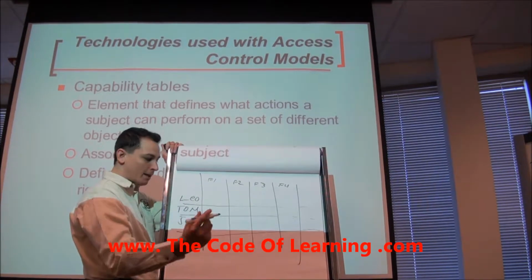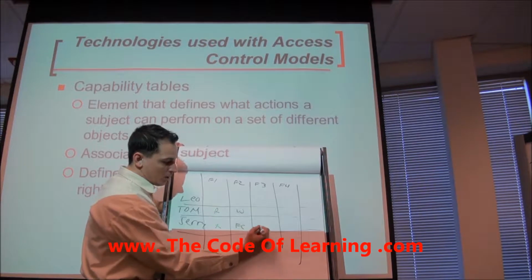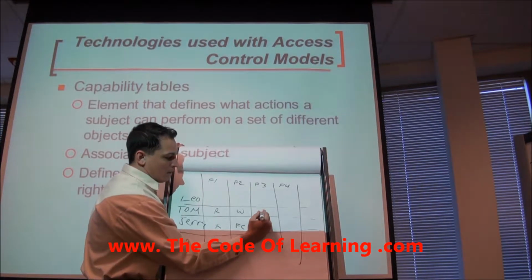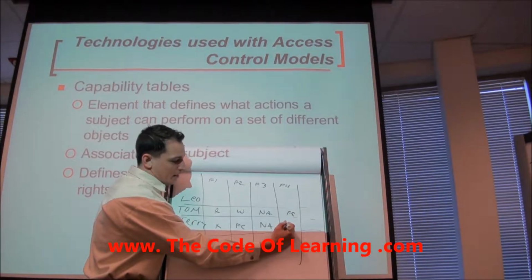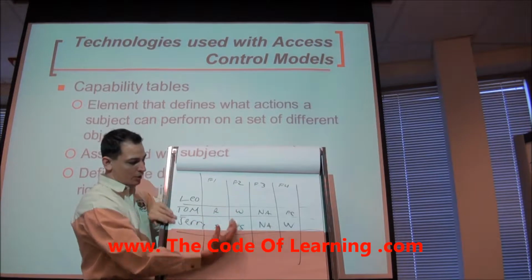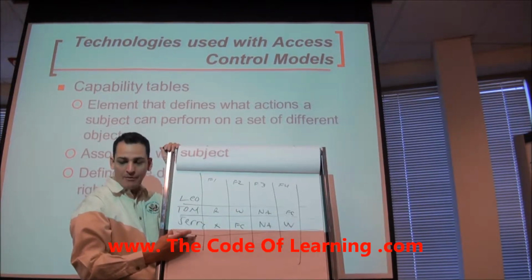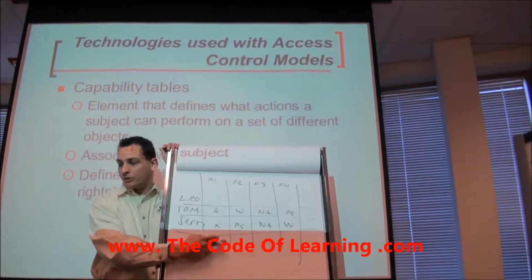So I'm just going to make up stuff here. Read, write, full control, no access, full control, and write. This is an access control list. You go to the security tab of any one file, you can add in the user and what they can do. Agree or disagree? Yep.